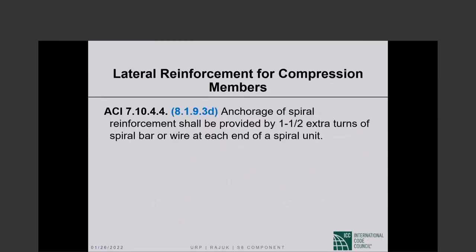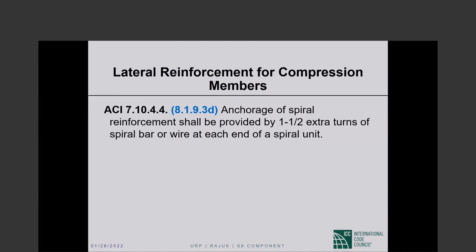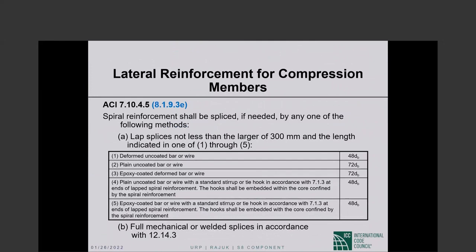Anchorage of spiral reinforcement shall be provided by 1 and 1/2 extra turns of spiral bar or wire at each end of a spiral unit. This is how you do it. Spiral reinforcement shall be spliced if needed by any of the following methods. Lap splices not less than the larger of 300 millimeters and the length indicated in 1 through 5.